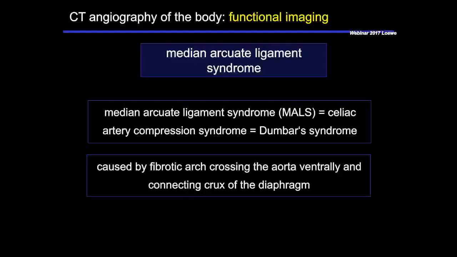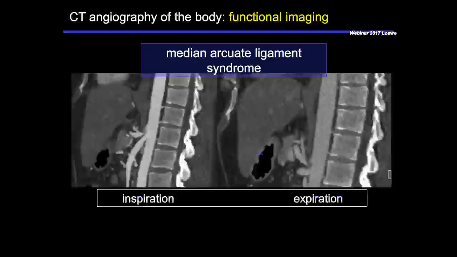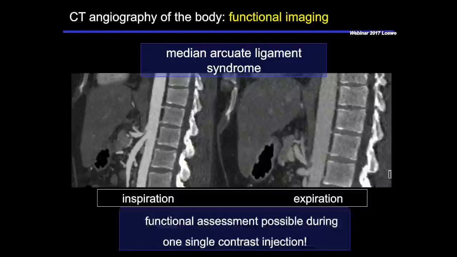And with the new scanners, it becomes possible to really nicely assess the patients for the presence or absence of such a median arcuate ligament syndrome. What we are currently doing is asking the patient to take a really deep inspiration, and we're giving contrast and scanning in the deep inspiration. Then we let the patient breathe out, and we are doing a very quick acquisition on the way back during the same contrast dose injection.